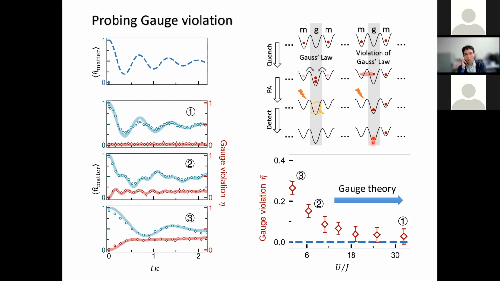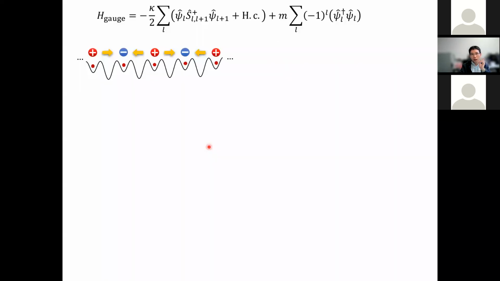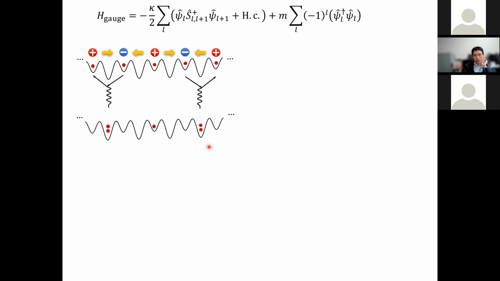And this is what we see as we ramp up the interaction strength. You can see a continuous decrease of the gauge violation. And through these large interacting limits, the gauge violation becomes negligible. Now let's look at a few examples in the evolution. For example, you can have these two pairs of particles annihilate and create doublons, and a flip of the spin in between. So this will still satisfy Gauss's law.